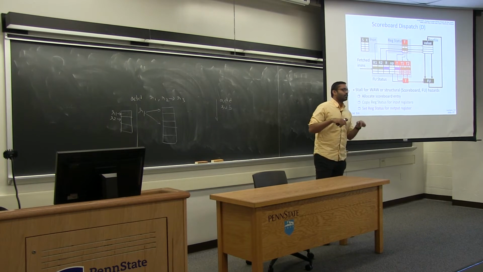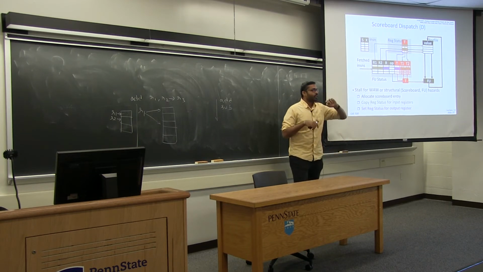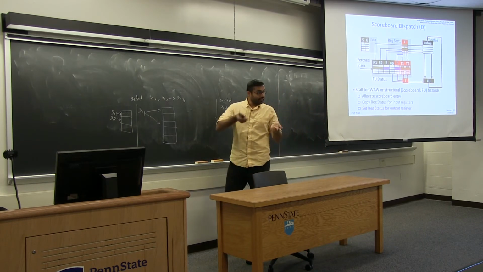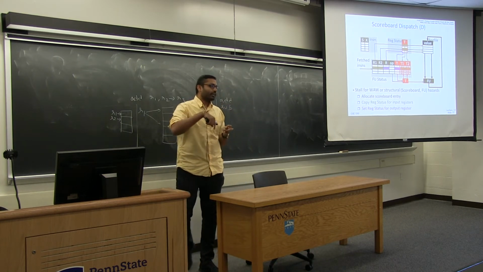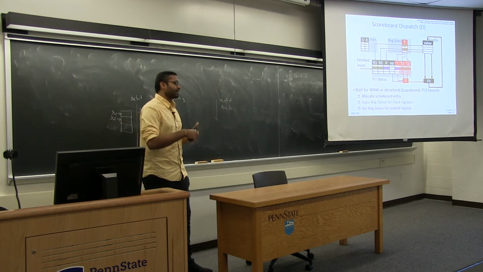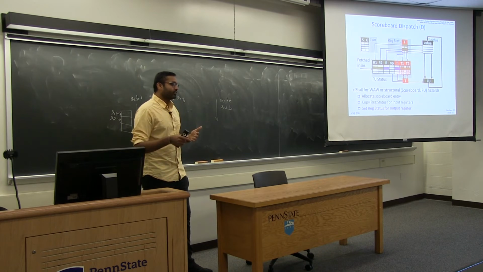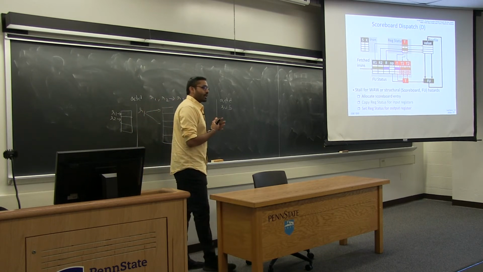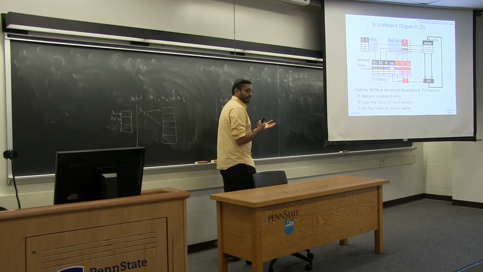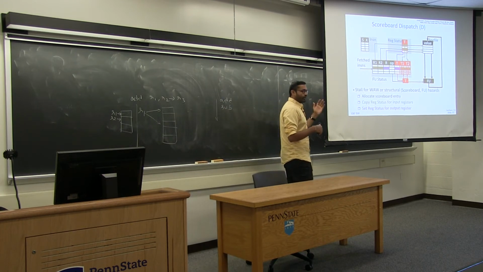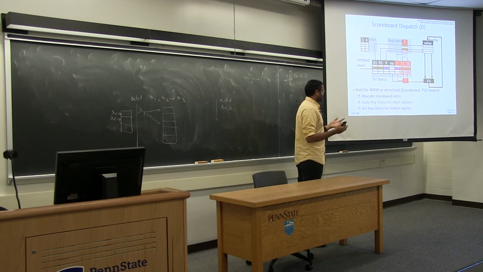Right? So if you are trying to write to a certain register, the destination register of a particular instruction, and the register status table tells us that somebody else is already trying to write to this register and is currently being executed, then we have to wait until that instruction is done, and only then can we go ahead and issue ours, right?